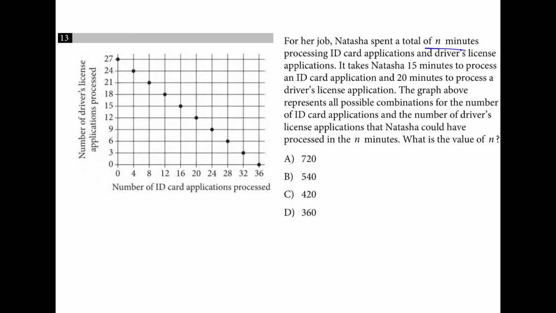So we spend n minutes processing ID card applications and driver's license applications, and we're spending 15 minutes on each ID card and 20 minutes on each driver's license. So if we spent 0 on driver's license, follow that over, that means it was 36 ID cards. So 36 times 15 minutes.